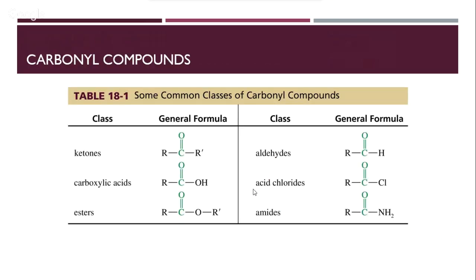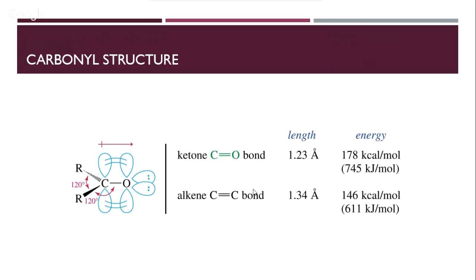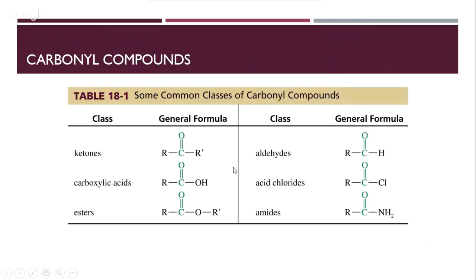Now, what are carbonyl compounds? The next one is our carbonyl compounds. So we have finished alcohols. Now let's look at carbonyl compounds. This is an introduction or background on carbonyl compounds. So the first background is ketones, carboxylic acids, and esters. Okay, ketones, carboxylic acids, and esters. Similarly, aldehydes, acid chlorides, and amides.